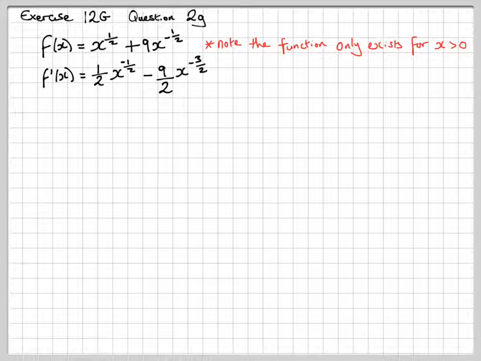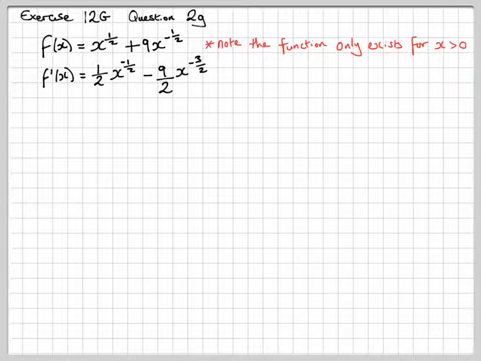Exercise 12G, question 2G. We're asked in this question to find out when the function f of x is a decreasing function. And you'll notice I've written in red there that the function only exists for x values greater than 0. And if you think about it, of course, if we're dealing only with real numbers, that's true. If x was a negative value, for example, -1, then you would have the root of a negative number, which, unless we're working with imaginary and complex roots, wouldn't be valid.